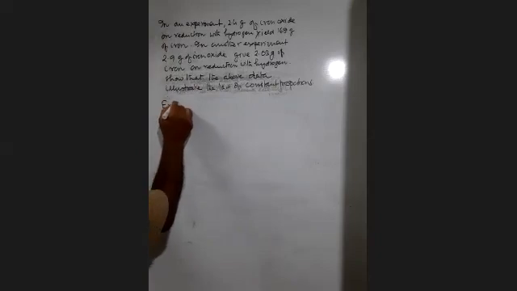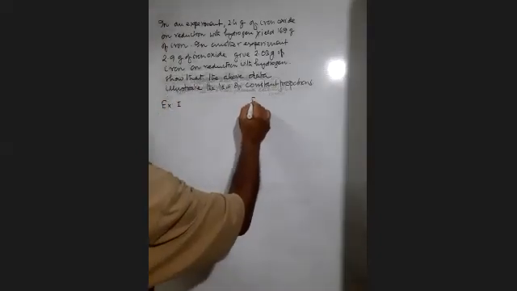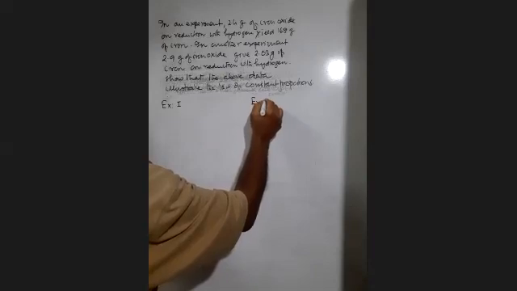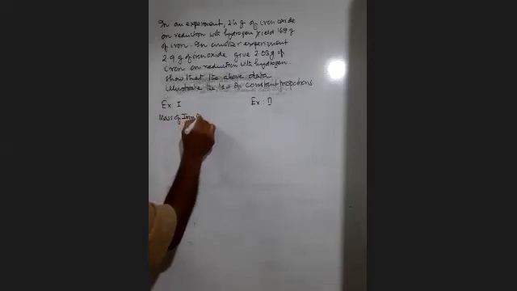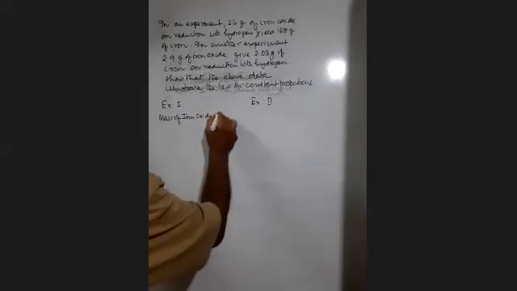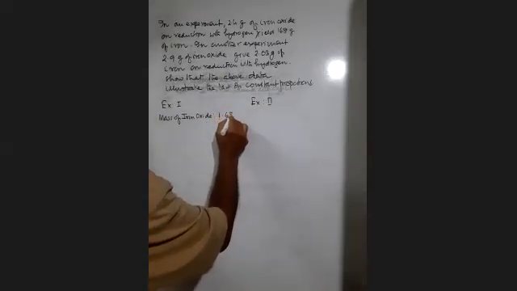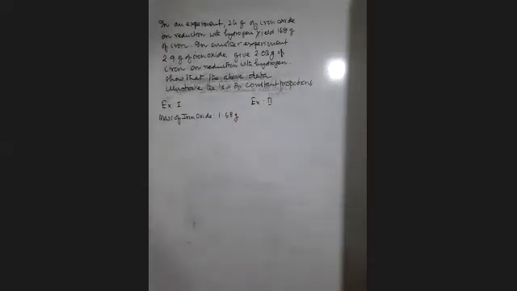So we have now done 2 experiments. So this is experiment 1 and this is experiment 2. Okay, now what is the mass of iron oxide? Mass of iron oxide. How much is it? 1.68 gram. Okay.